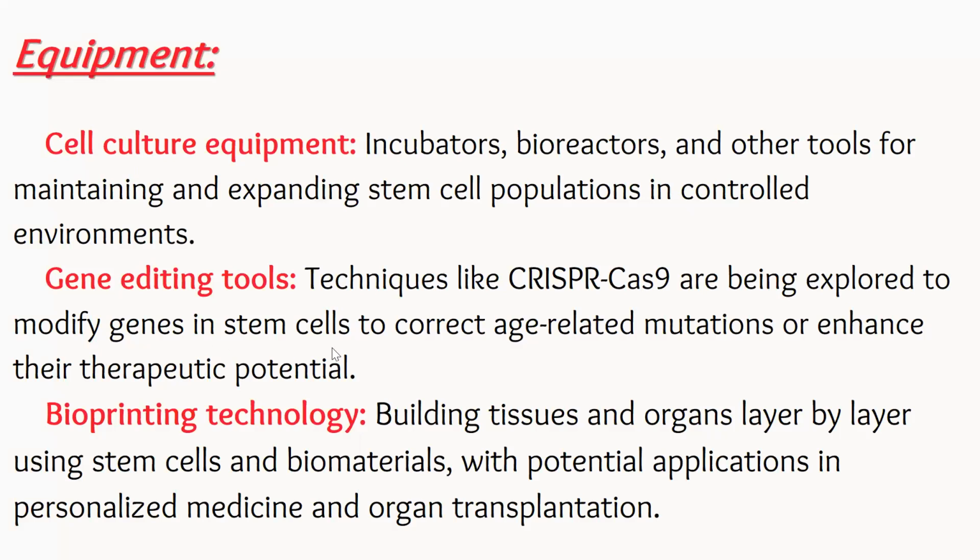Concerning the equipment that we can use in this process, we can use different equipment like an incubator, a bioreactor, and other tools for maintaining and expanding the stem cell population in controlled equipment. First, we can use an incubator, because we need a specific temperature, a suitable condition to keep and preserve these stem cells. The second equipment we can use is gene editing tools.